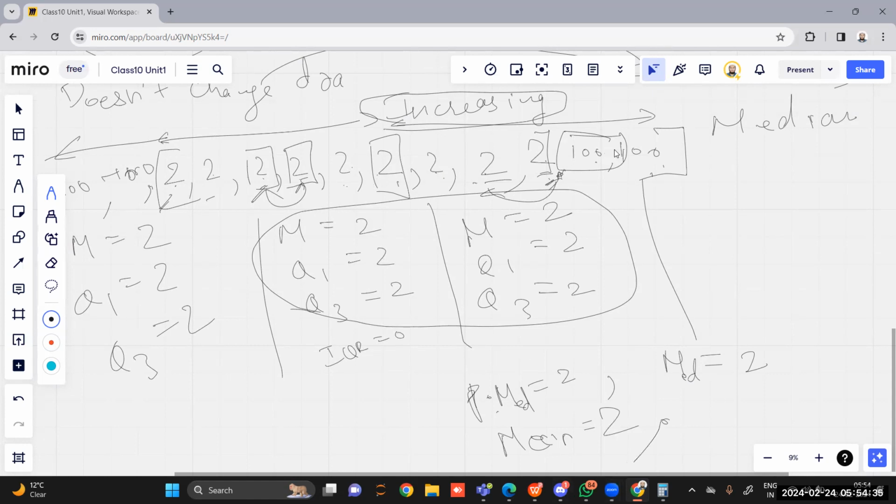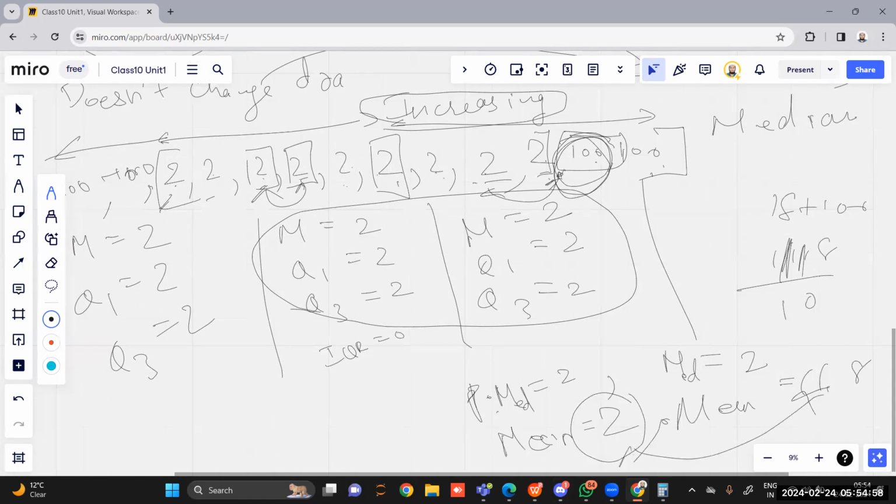But now what happened just by adding one point? It was 18 plus 100, so it is 118, divided by 10 data points. The mean became 11.8. So see how drastic a change came about just by adding one outlier.